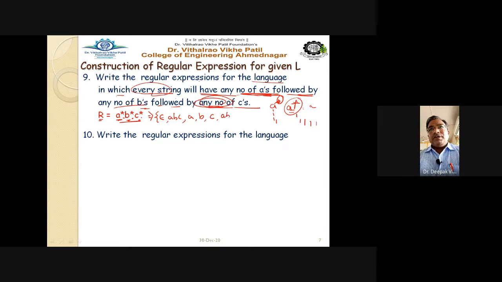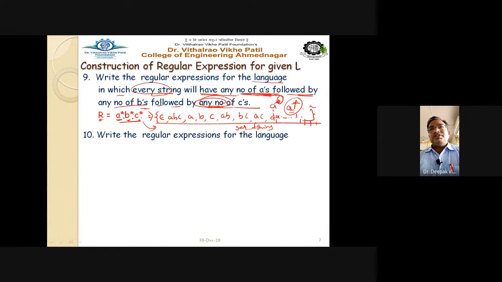I can write AB, meaning C is missing. I can write BC, where A is missing. I can write AC, where B is missing. Then I can have a triple, or double A, two occurrences of A, with B and C missing. So any combination I can take here, and I can form the set of strings given by this regular expression, right?